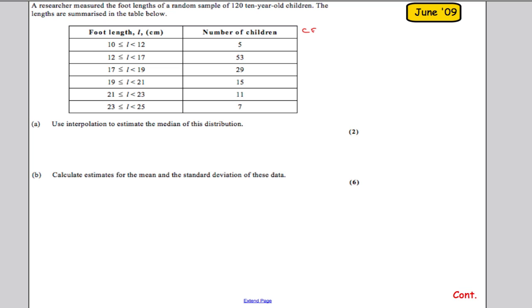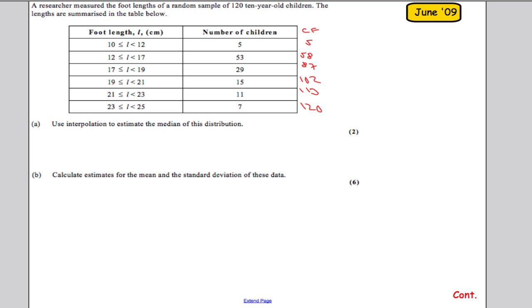So to estimate the median, as always, I like to work out the cumulative frequency. So that's 5. 5 and 53 is 58. 58 and 29 will give me 87. 87 and 15 gives me 102. Add 11 gives me 113. And add the 7 is 120. So I'm happy that I've added these up, right, because the last digit adds up to the total frequency.